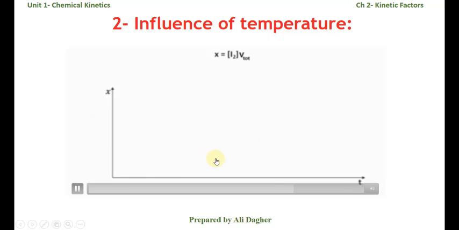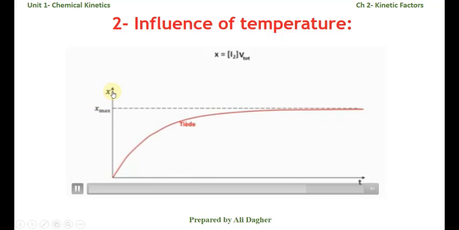Now the shape of the curve for each experiment, where x is the number of moles of I2 and x max is the number of moles at the end of the reaction. In warm water at T equals 20 degrees, this is the shape of the curve. At T equals 0 in cold water, the curve is below that at 20 degrees. And for hot water at T equals 70 degrees, the curve is above that at 20 degrees.